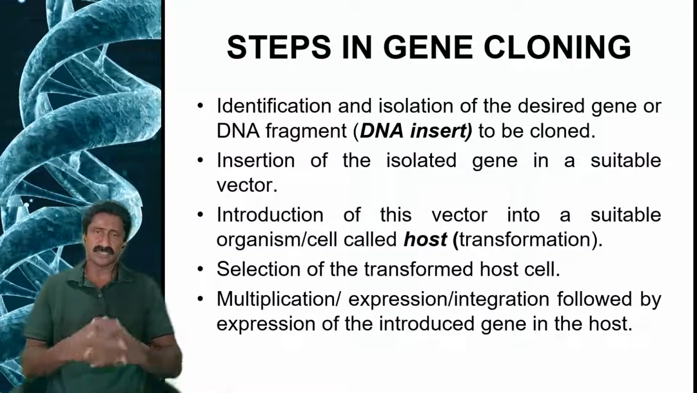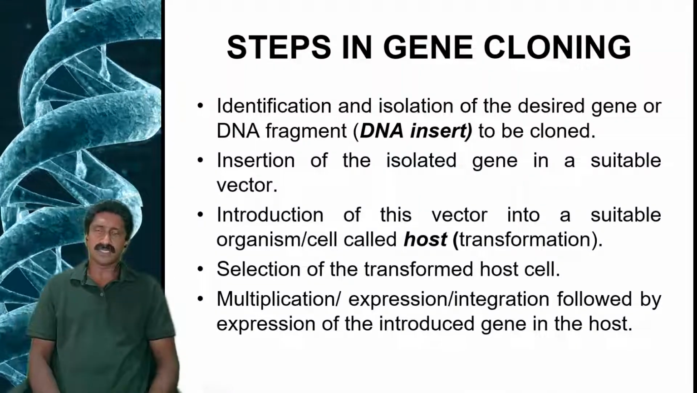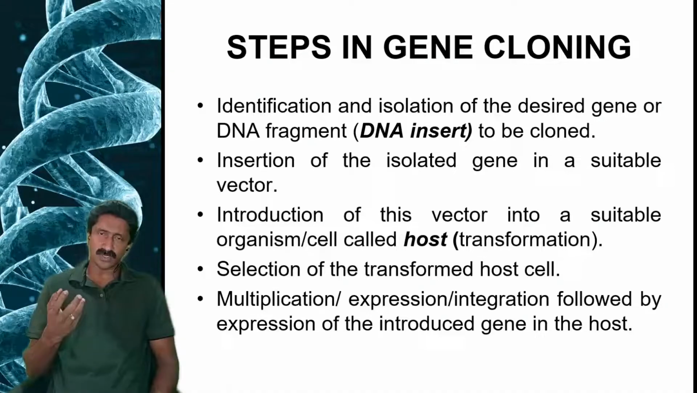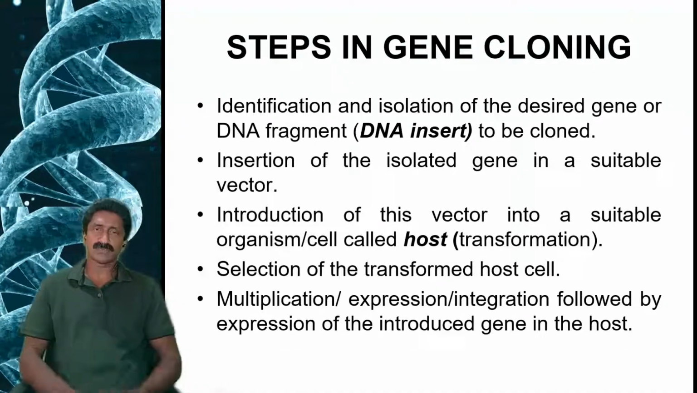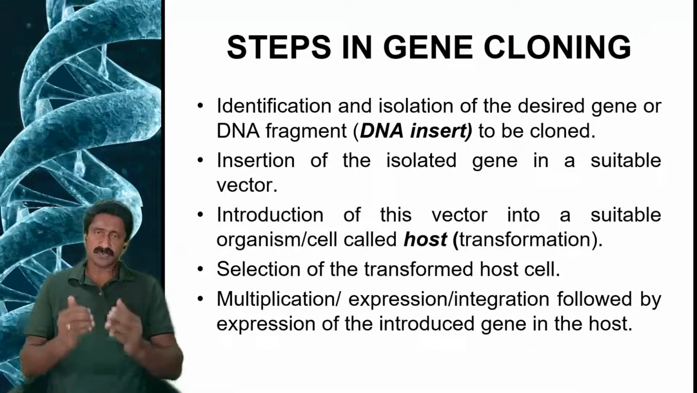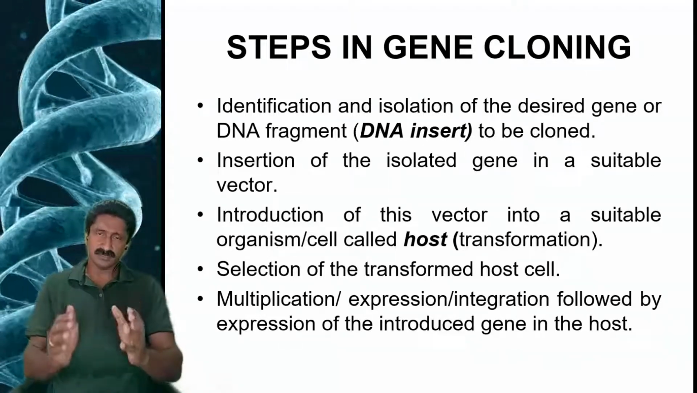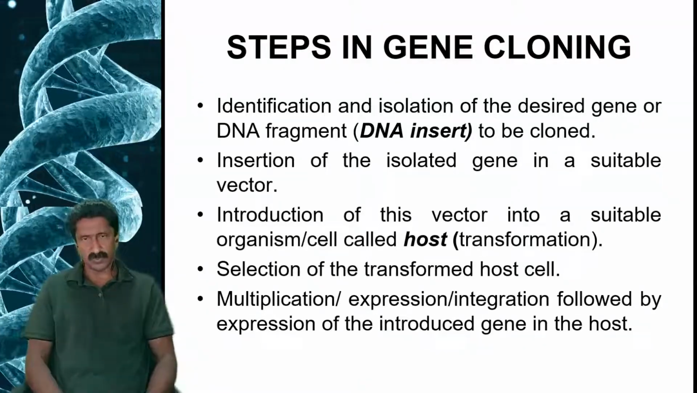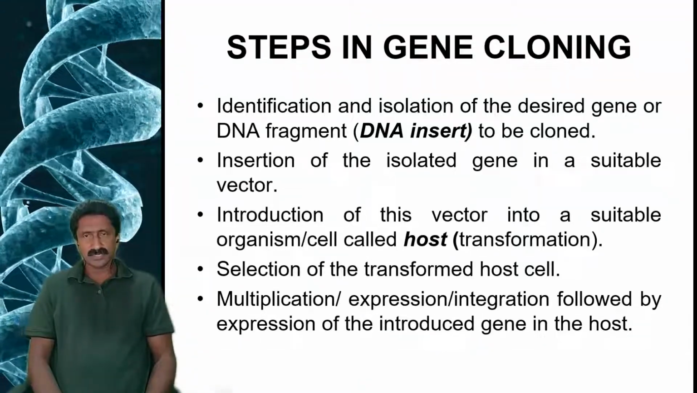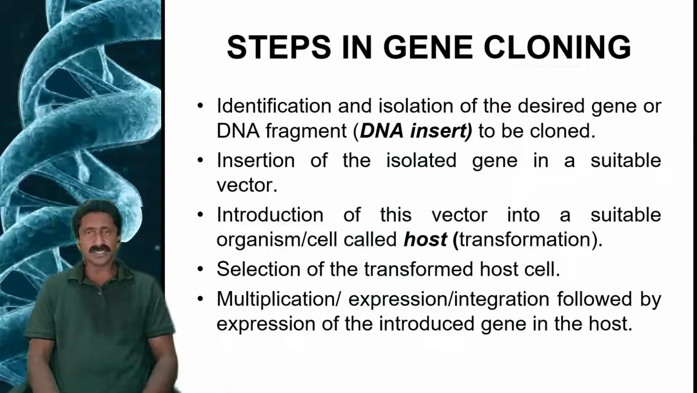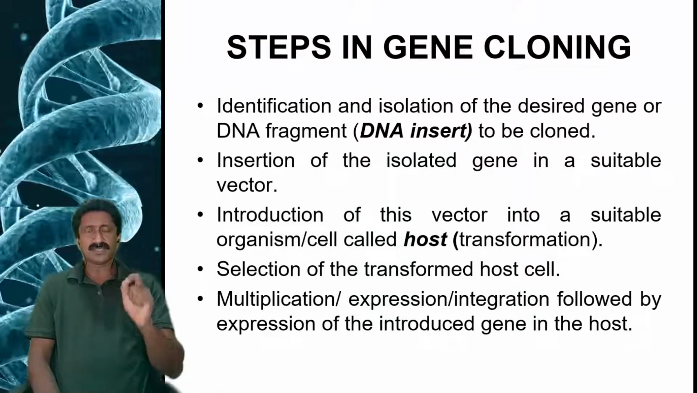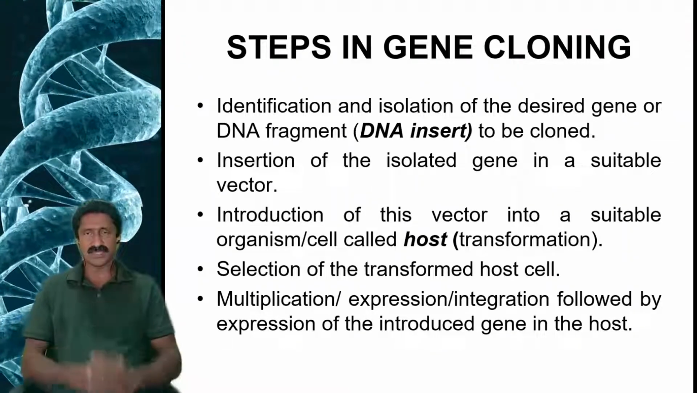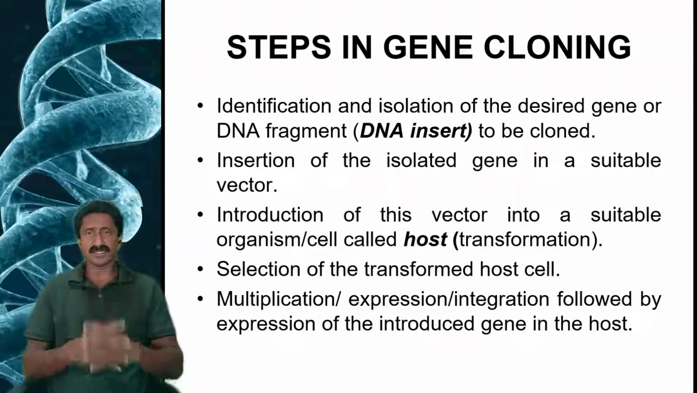So, your DNA insert is the desired gene or gene of interest, which you want to procure from some source, isolate it and purify it so that you can insert it in a vector and subsequently that can be cloned. That means the first step in gene cloning is the isolation of the desired gene or the DNA insert, that is, the DNA fragment to be cloned.